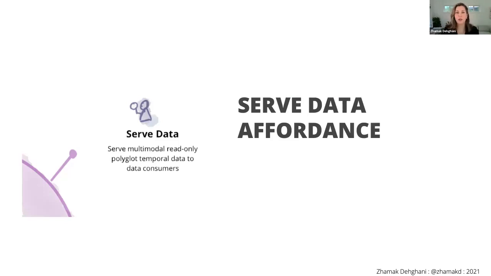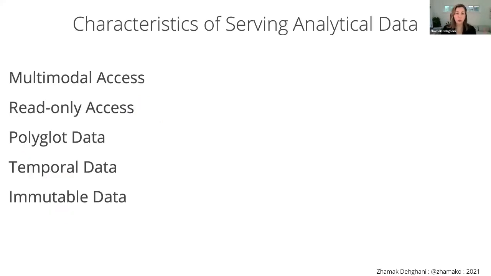Let's look at one of those other affordances. So let's say you're designing your output ports, right? You're designing serving the data. To me, these characteristics of analytical data that's served are non-negotiable. Your data needs to have some sort of multimodal access. If not, all of your data gets dumped into some warehouse somewhere else. We're back to centralization. I highly recommend you design your APIs to be read-only and temporal, time variant. If it's not, then somebody else has to turn it into temporal, time series data. And you want that to happen locally here. And most importantly, immutable.